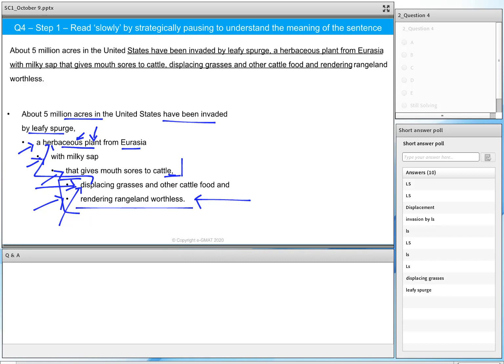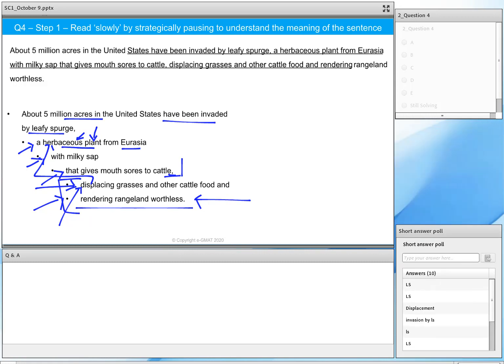So they are not going to go to those grazing grounds where there are no grasses, where there is no cattle food. Instead, there is leafy spurge. So if grasses or cattle food have been displaced by leafy spurge, the cattle will not go to those grazing grounds to eat, because eating leafy spurge gives them mouth sores. Nobody wants to be in pain. And so what will happen is that those rangeland or those grazing grounds will become useless. All right. So this action should actually be presented as the result of this action, which is displacement.